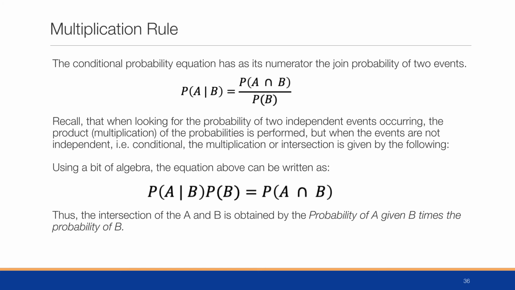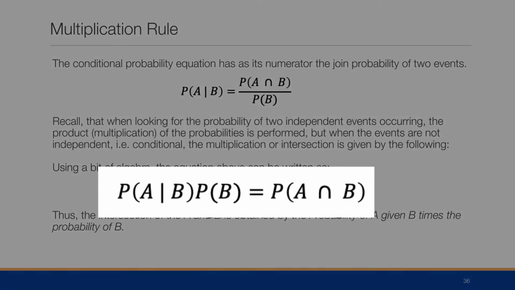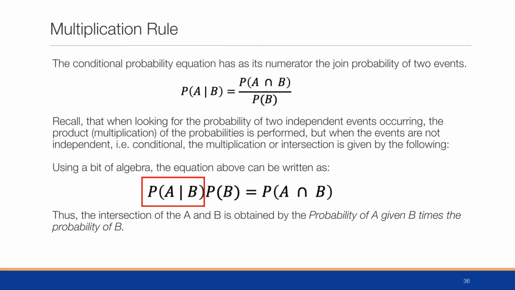The conditional probability equation has as its numerator the joint probability of the two events. Recall that when looking for the probability of two independent events, the product of the probabilities is performed. But when the events are not independent, that is, it's conditional, the multiplication of the intersections is given by the following. But using a bit of algebra, we can rewrite this, and we can say that the probability of A given B times the probability of B is equal to the probability of A intersect B. So therefore, the intersection of A and B is obtained by the probability of A given B times the probability of B.